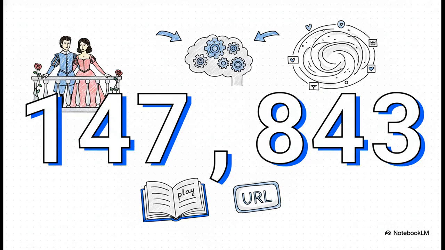So what's with this number? 147,843. Well, that's how many characters are in the entire play Romeo and Juliet. For a normal language model, trying to process that all at once is, well, it's impossible. But for LangExtract, no problem. It can slurp down the entire play straight from a URL, use that clever parallel processing we talked about, and pull out hundreds of different pieces of information from the full text, all while staying incredibly accurate. That's the kind of power we're talking about here.